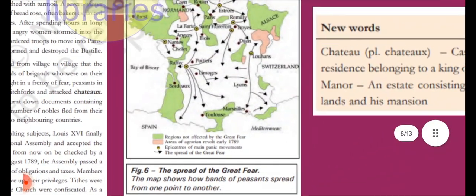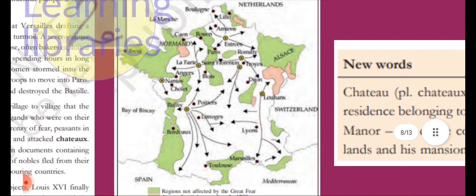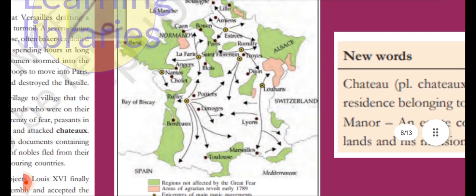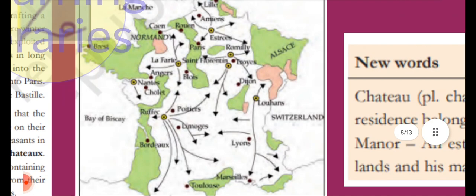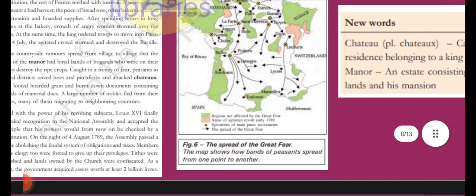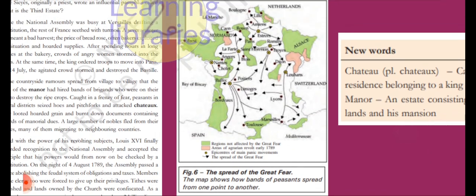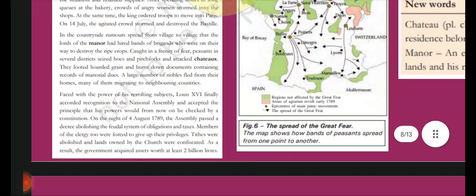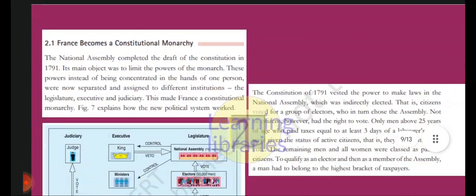So let us see figure 6, spread of the Great Fear. So this is the Great Fear. You can see a lot of places, Paris, and others. The map shows how bands of peasants spread from one point to another. They went from place to place, collected products, and started settling in different places because the crops were giving a bad harvest. No flowers, no grains. So people were running here and there and suffering. They were attacking the soldiers, collecting products from them. So it was a very tough situation.